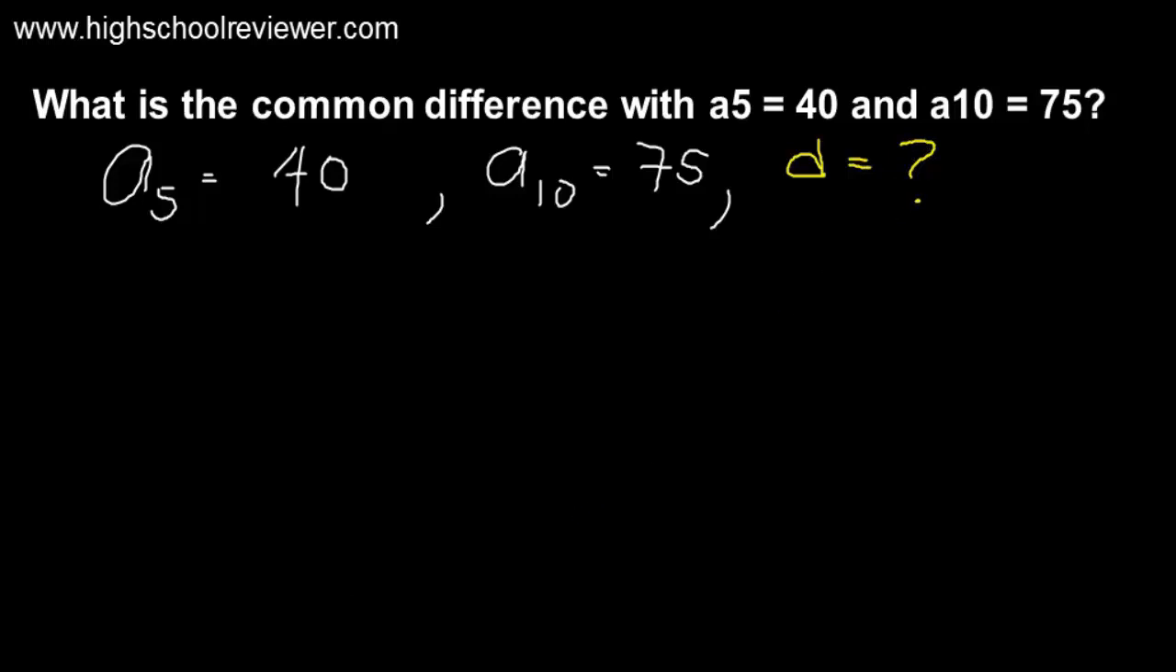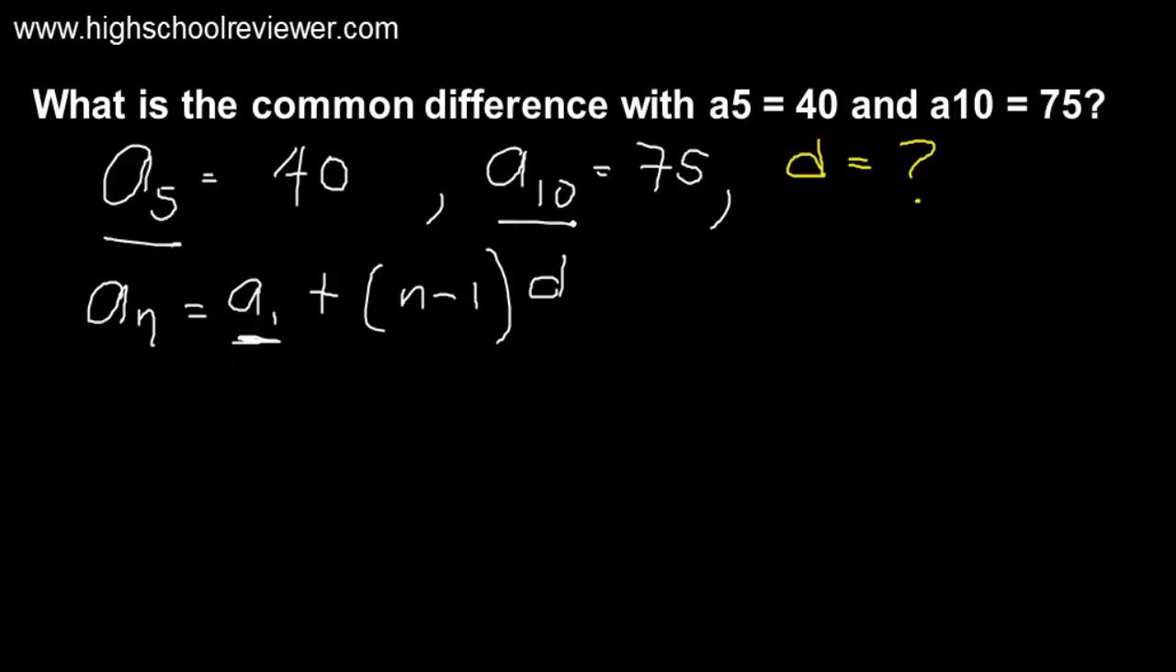The formula for finding the term of an arithmetic sequence is a sub n equals a sub 1 plus n minus 1 multiplied by d. So a sub 1 is also an unknown here. We do not have the value for a sub 1, but we have a sub 5 and a sub 10. We are going to use the equations of a sub 5 and a sub 10 to find the value of d.